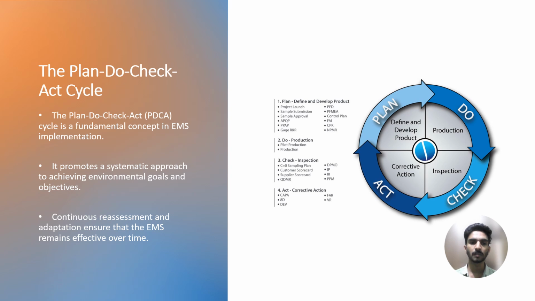The PDCA cycle is the fundamental concept of EMS implementation. It promotes a systematic approach to achieving environmental goals and objectives. Continuous reassessment and adaptation ensure that the EMS remains effective over time. Plan includes project launch, sample submission, and sample approval. Do is pilot production and the production team. Check, the inspection, is all about the customer scorecard, supplier scorecard, and similar things. Act is the corrective action that needs to be taken.